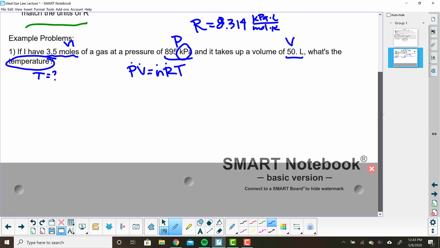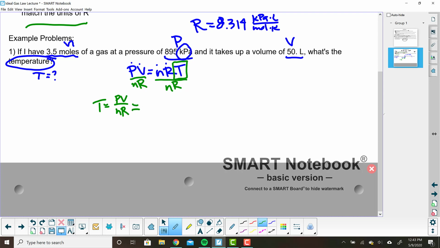So we should now have everything that we need to solve for T. But just like last week, what I want you to do is get T by itself. So isolate this variable here. So we are going to need to divide both sides by n times R. When we divide both sides by nR, we get T equals PV over nR. So now we've solved for our variable.